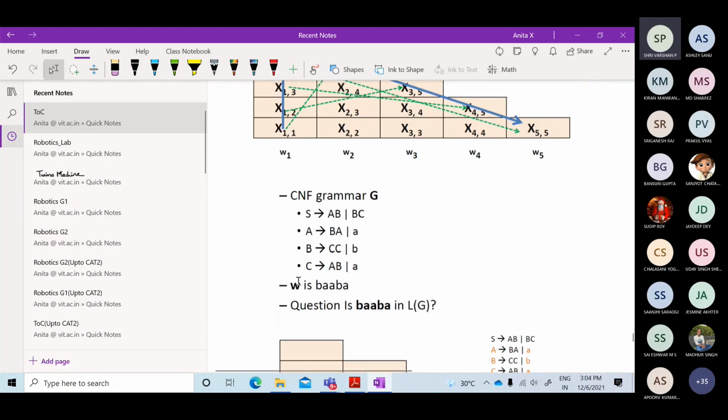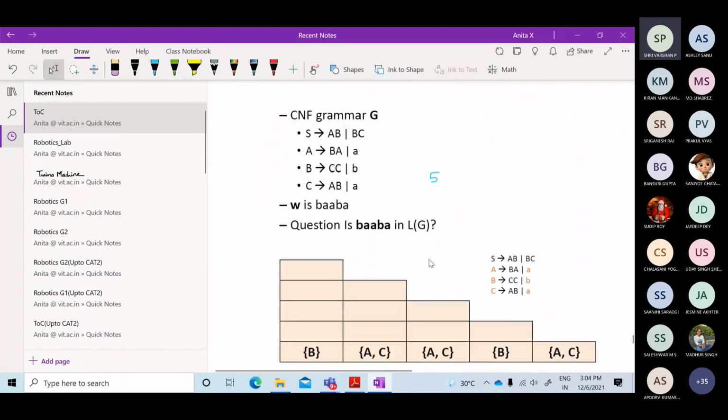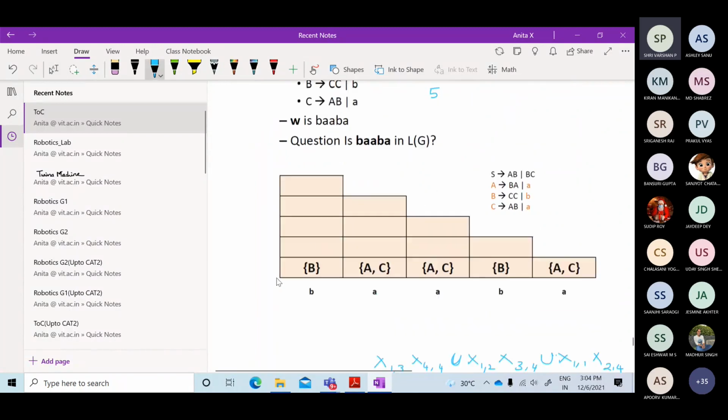Here I want to check the word BA. What is the length of the string? Here the string is of length 5. So what should I do? I have to make the entries like this. I should have 5 fields here, then 4, 3, 2, 1, and construct the triangle. I am going to construct it like this. Then I have to make the entries in the corresponding blocks. So how am I going to make the entries?